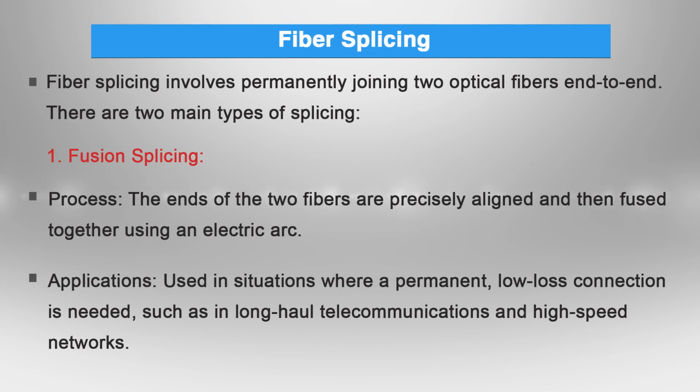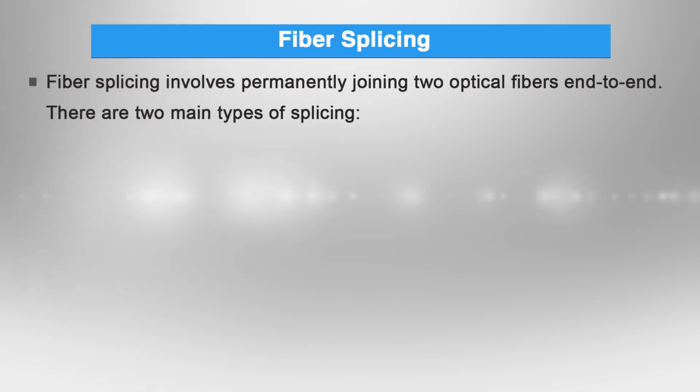So, first method is fiber splicing. Fiber splicing involves permanently joining two optical fibers end to end, and there are two main types of splicing. First is fusion splicing. The ends of the two fibers are precisely aligned and then fused together using an electric arc. These are used in situations where a permanent low loss connection is needed, such as in long haul telecommunication and high speed networks.